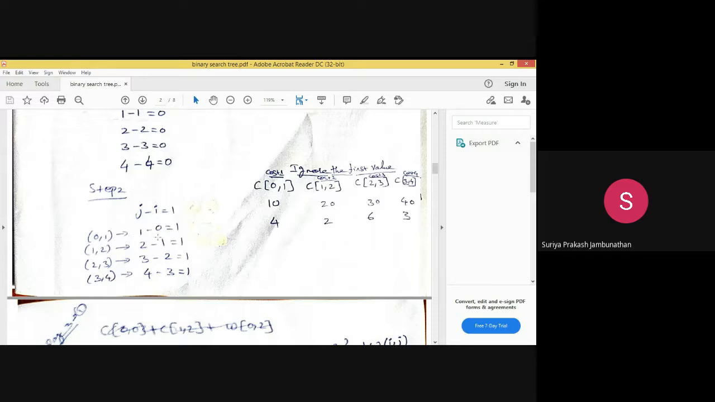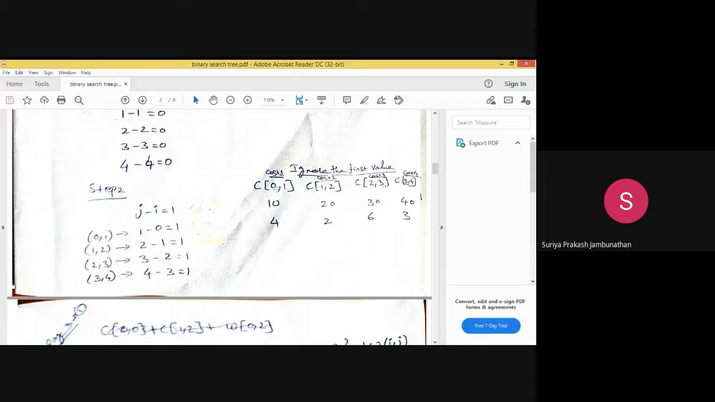So this is the j value and this is the i value. We have to take i comma j, so it will come in reverse order. So 0 comma 1, then 1 comma 2, then 2 comma 3, and here it will be 3 comma 4. So these are the values. C of 0 comma 1, C of 1 comma 2, C of 2 comma 3, C of 3 comma 4, you have to check.